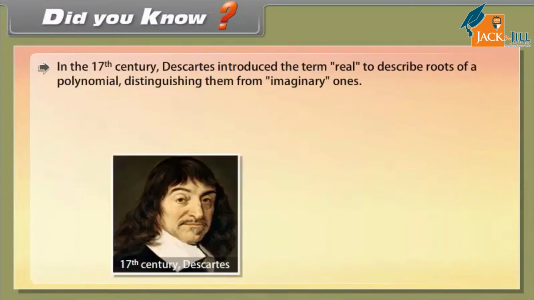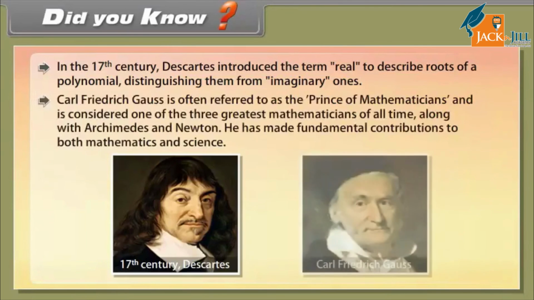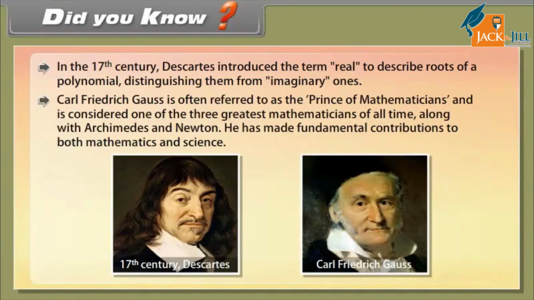22,338. Did you know? In the 17th century, Descartes introduced the term real to describe roots of polynomials, distinguishing them from imaginary ones. Carl Friedrich Gauss is often referred to as the Prince of Mathematicians and is considered one of the three greatest mathematicians of all time, along with Archimedes and Newton. He has made fundamental contributions to both mathematics and science.